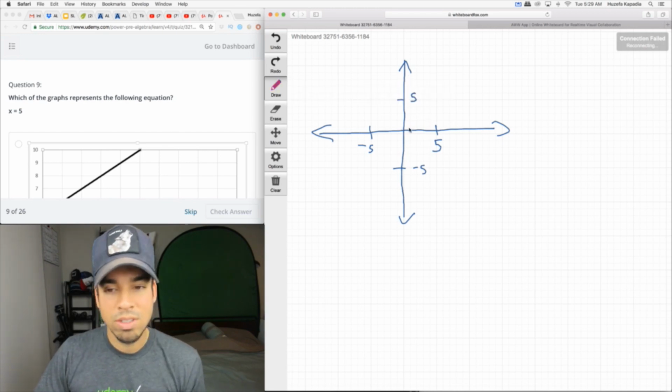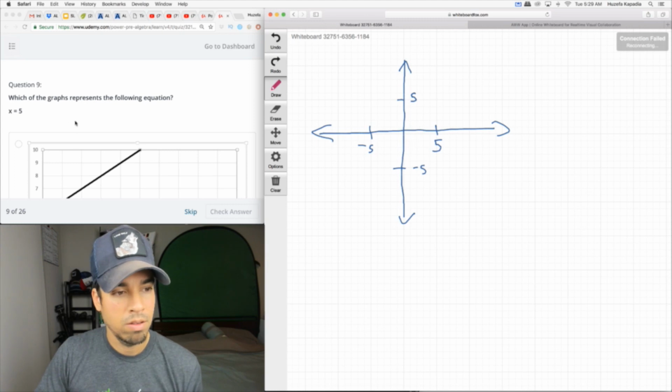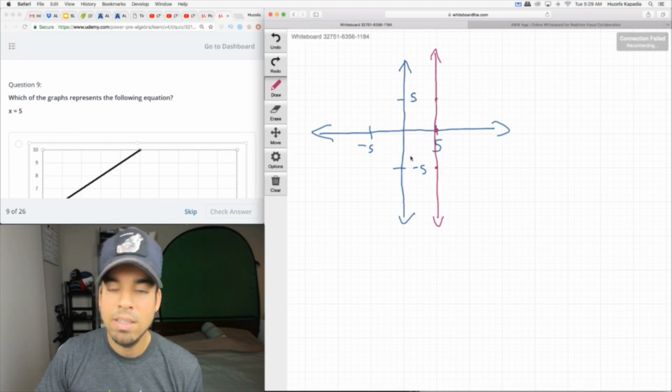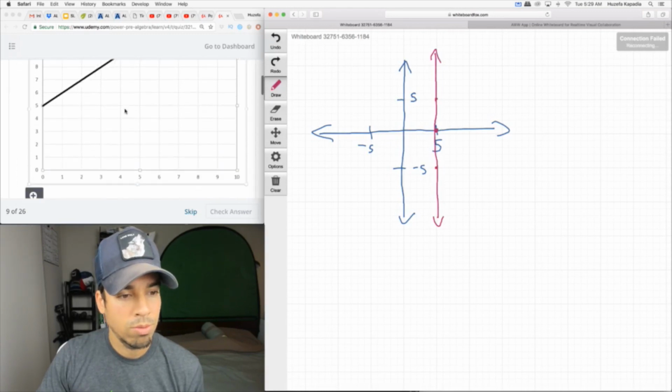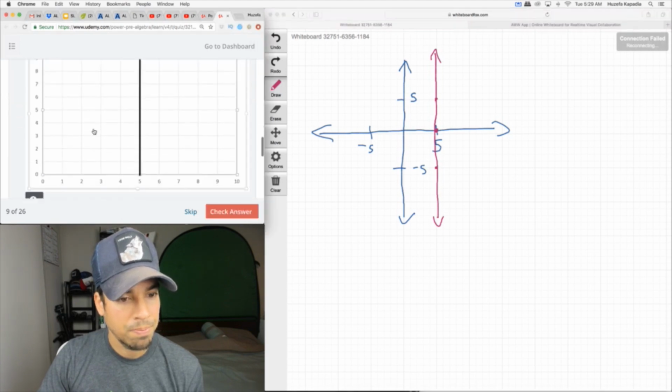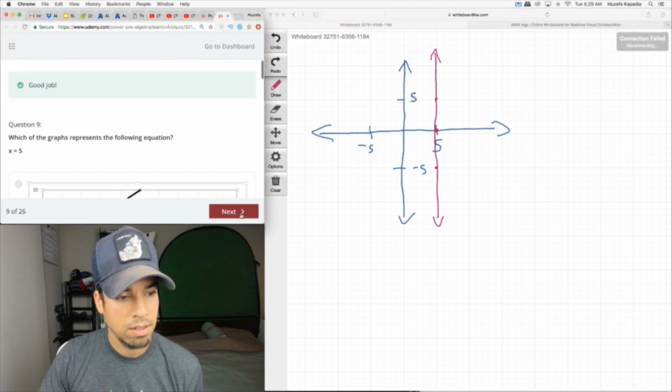Let me approach it this way. When y equals 0, what does x equal? X equals 5. When y equals 5, what does x equal? X equals 5. Y equals negative 5, what does x equal? 5. X always equals 5. Therefore, it's going to look like this, and it's a vertical line. So we should be looking for a vertical line, not a horizontal line. Vertical line at 5, just like this guy. And that's it.